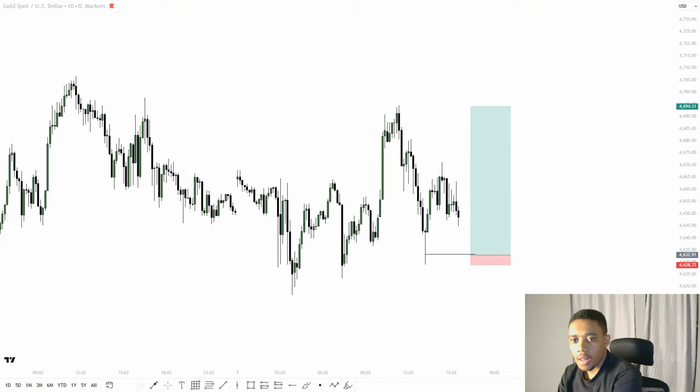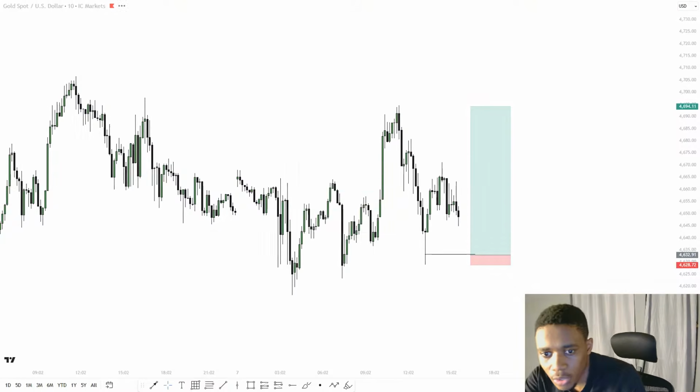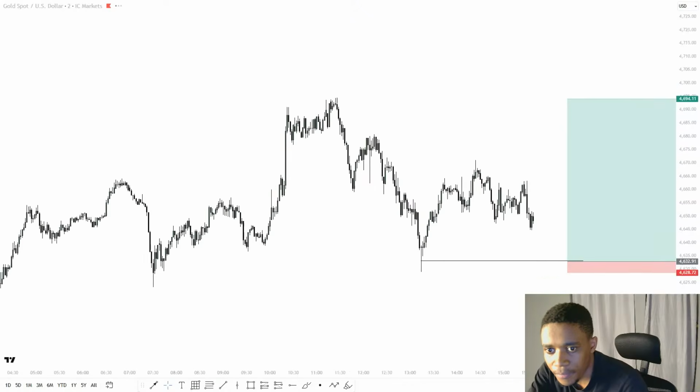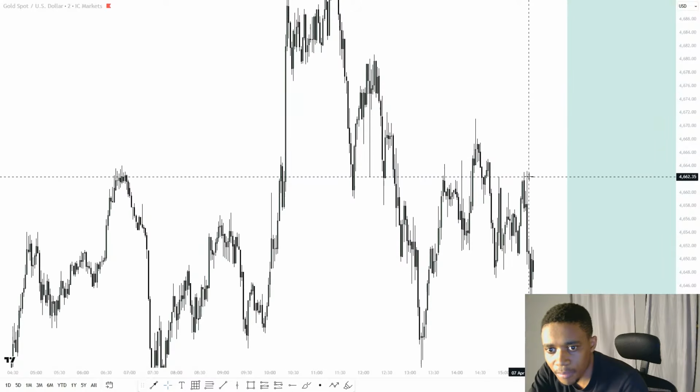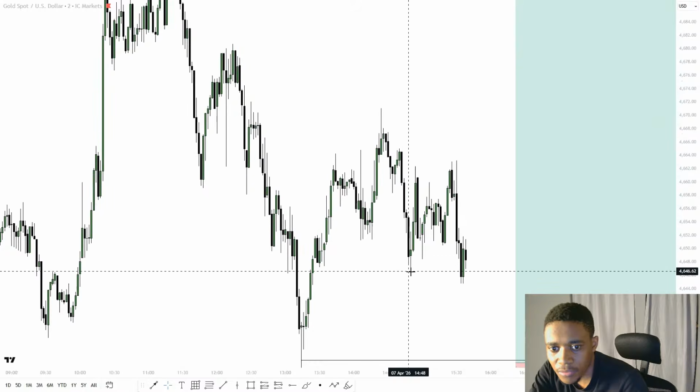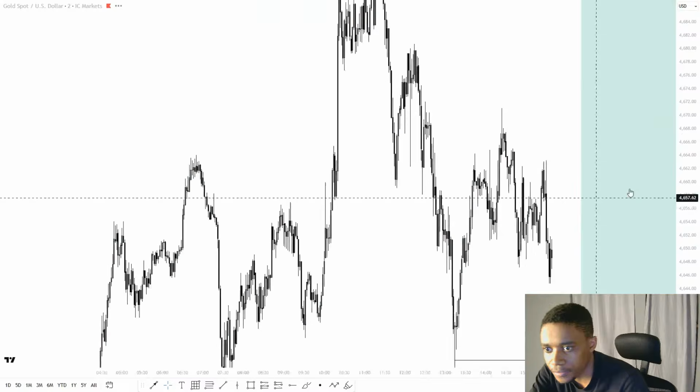But the buy on gold was quite good. I was floating like $3,000 at some point. It wasn't that bad. Just from here to here, $3,000.